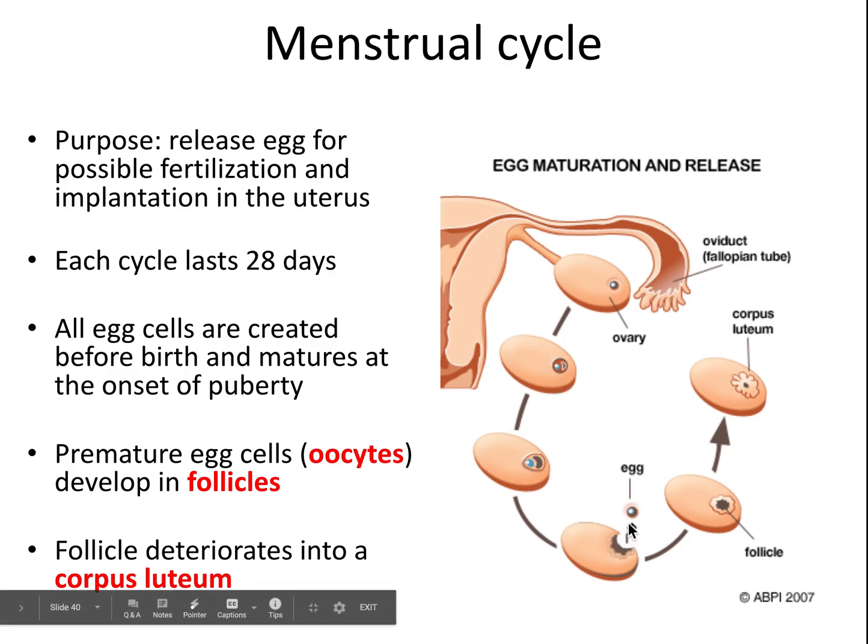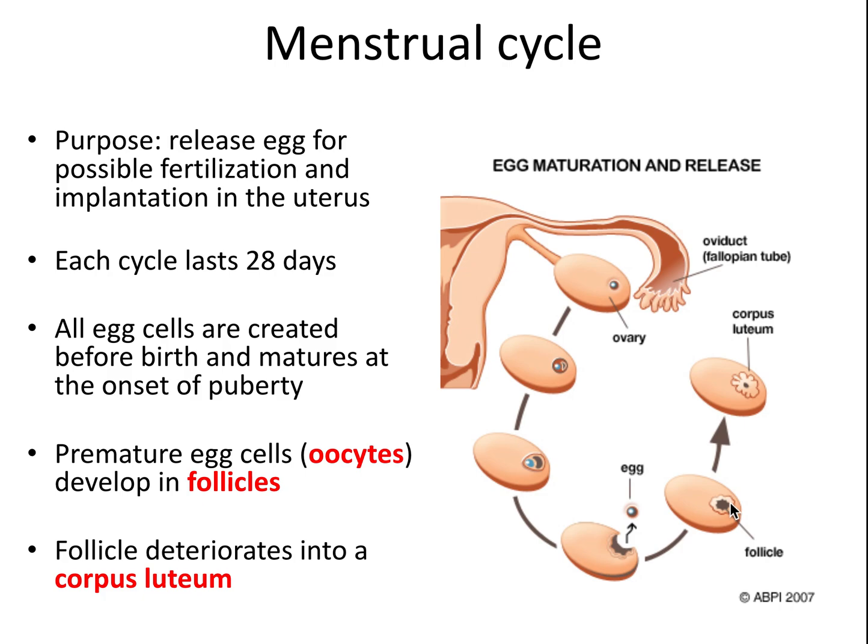At the right moment, the egg will be released into the fallopian tube, and the follicle, which is protecting it, will slowly turn into a corpus luteum, which is going to trigger the release of other hormones that are going to help protect the egg as it travels down into the uterus.